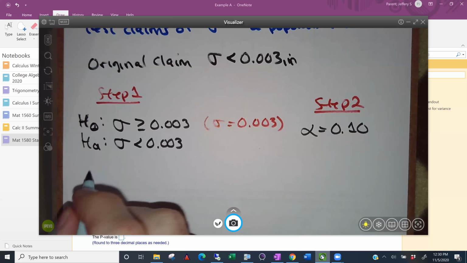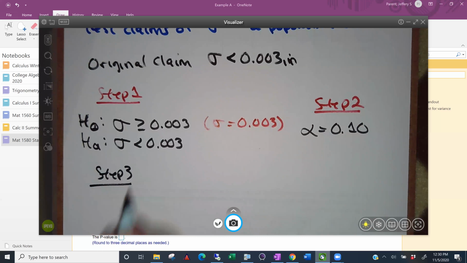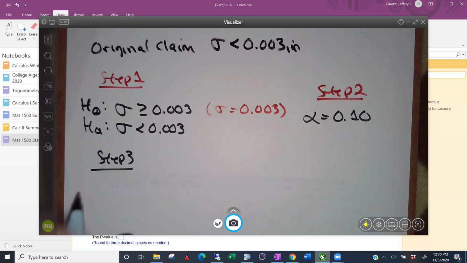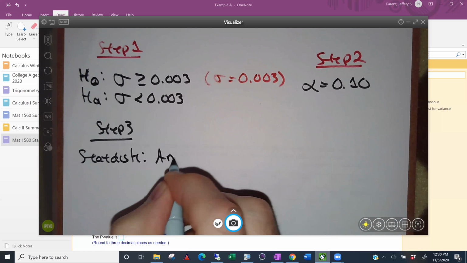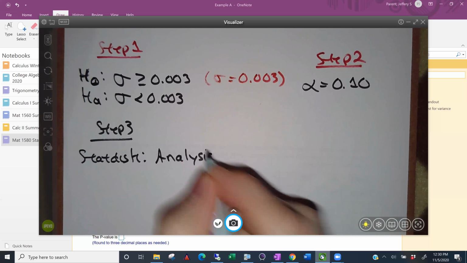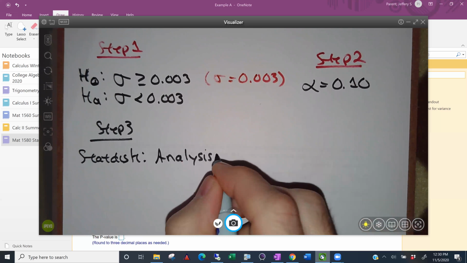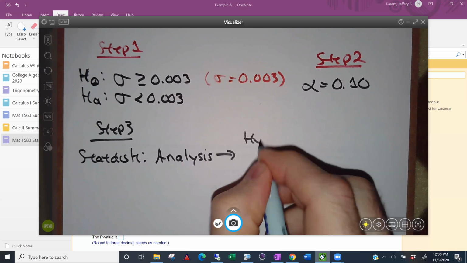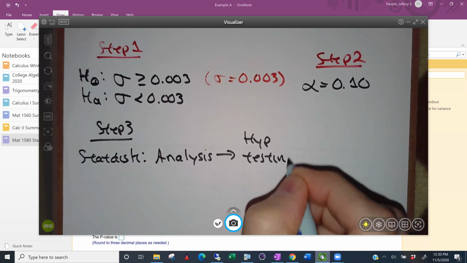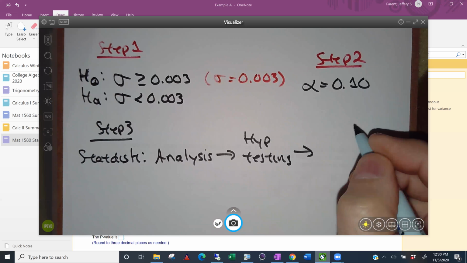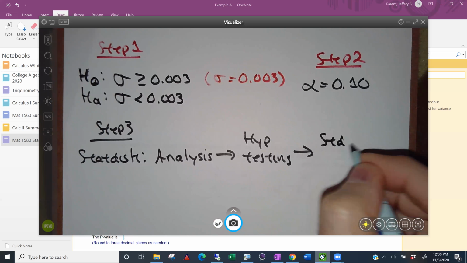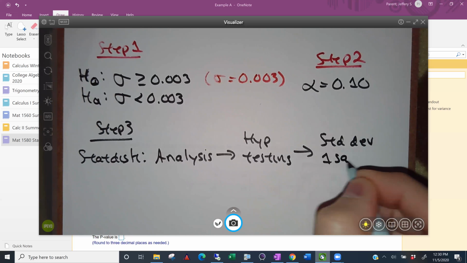All right. Step 3, we're going to need to input some data. Before I tell you how to input that data, let me tell you where. In StatDisk, you're going to go to what's soon going to become your favorite, or at least most frequent, place to go, which is analysis, and then to hypothesis testing, and then to standard deviation, one sample.